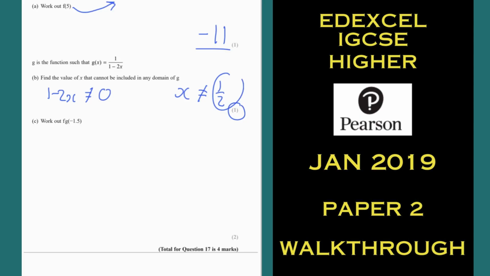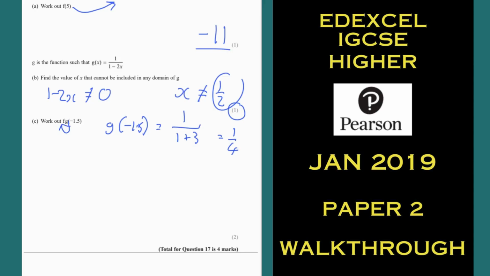On to part C, so it's compound functions. You always work inside out. So this means sub negative 1.5 into G. So you get 1 divided by 1. It's minus a minus, and it's 2 lots of 1.5. So in other words, people, you're getting the answer of a quarter.